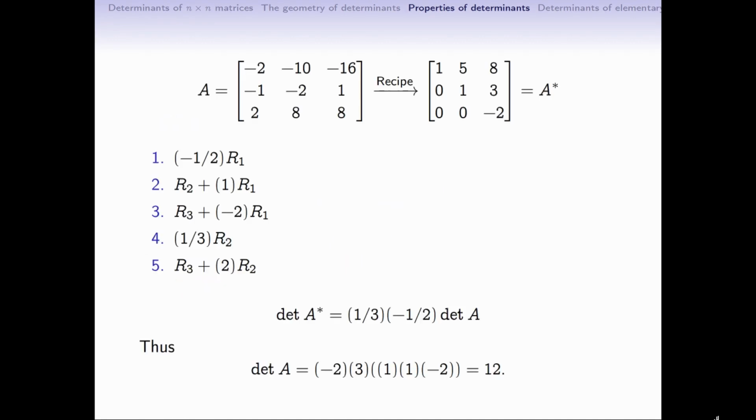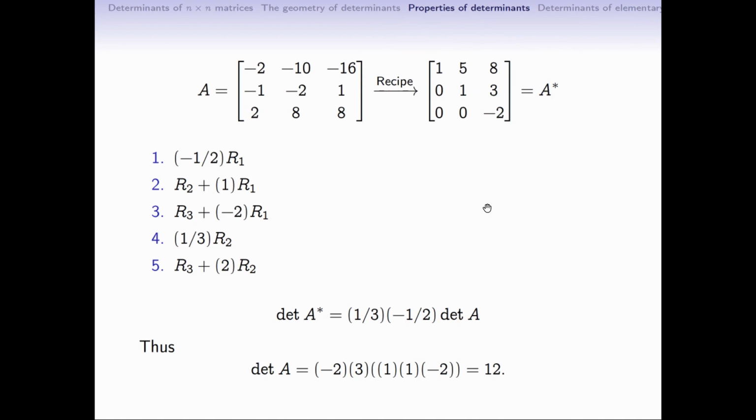So here's what I did. I took the matrix A and using 5 elementary row operations, I was able to reduce it down to a matrix I'm calling A star. Now we can think of A star as a row echelon form of the matrix A, but more importantly, I want to think of A star as an upper triangular matrix.